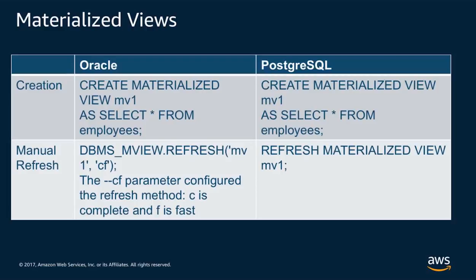If you look at the second statement there, the CF parameter is configuring the refresh method where C is complete and F is fast refresh. When you say it's a complete refresh, it's going to have to rebuild the entire view from scratch, and it's going to take in all the DML activities that happened on that particular table before it's going to be available to be accessed as a view. While fast refresh is like a dynamic refresh, where it's only going to take in the delta of changes that happened after you created the view initially.